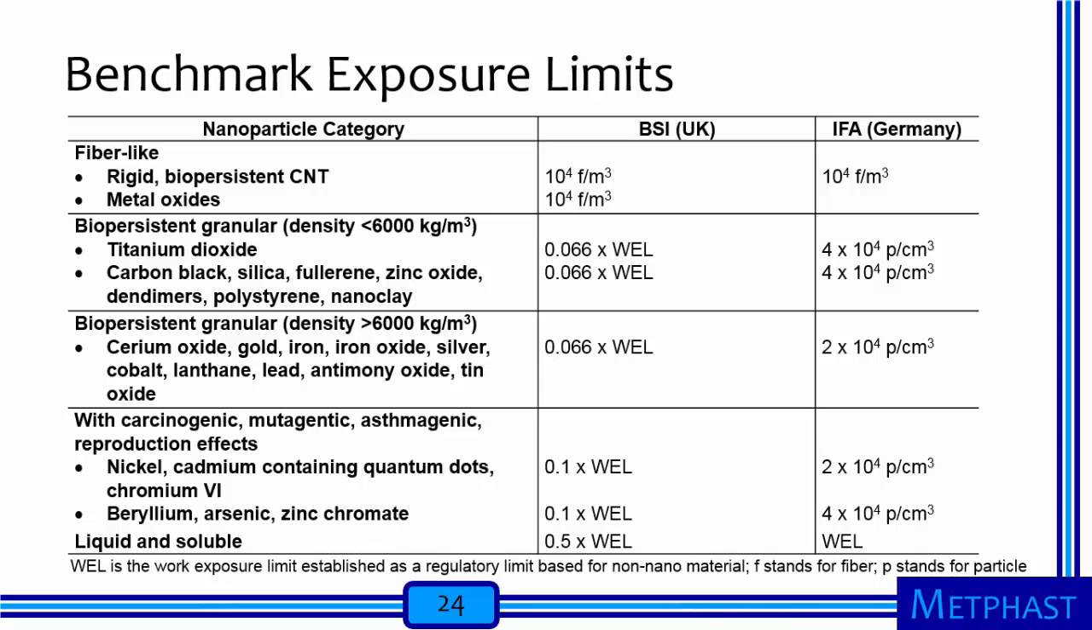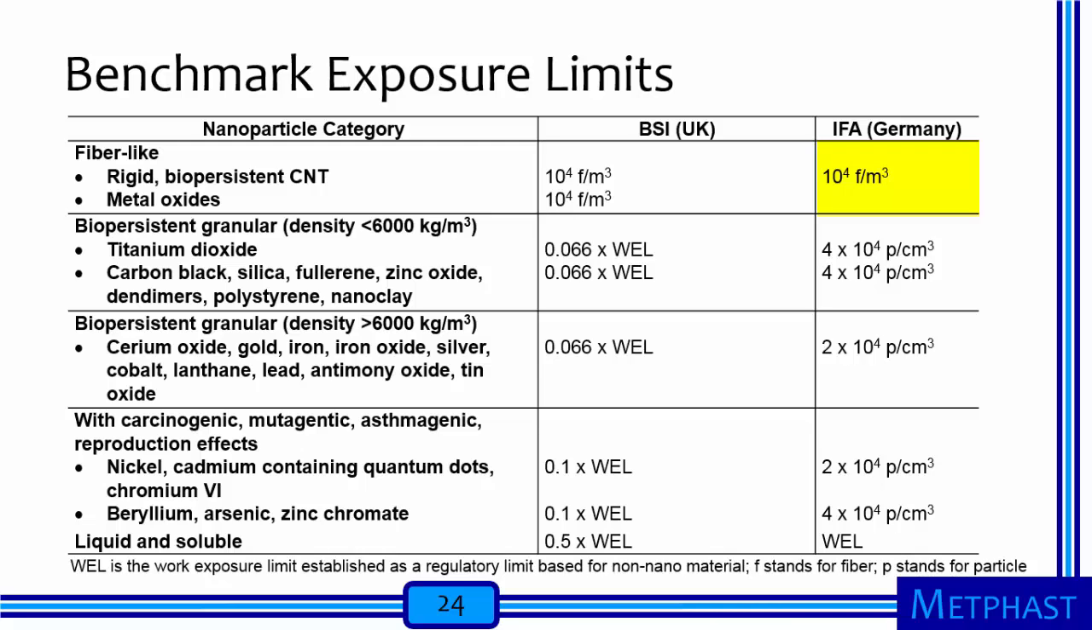Now we come to the third column. The IFA recommended the following benchmark limits to be used for an 8-hour work shift and to be used for monitoring the effectiveness of protective measures in the workplace. For CNTs for which no such manufacturer's declaration is available, a provisional fiber concentration of 0.01 fibers per cubic centimeter should not be exceeded, based on the exposure risk ratio for asbestos.